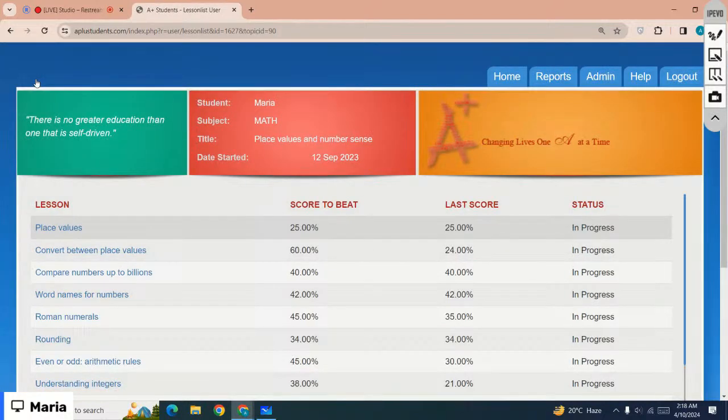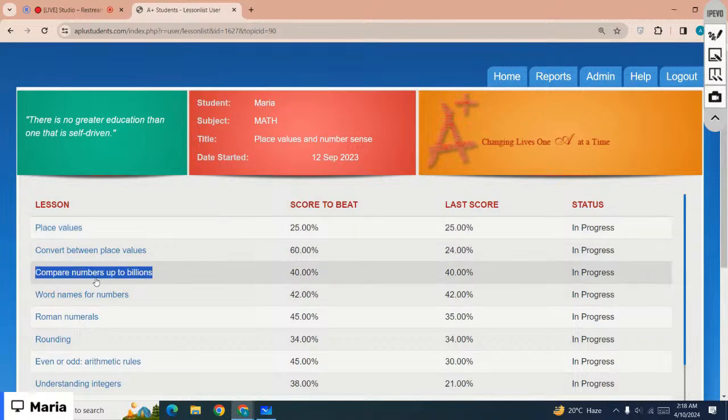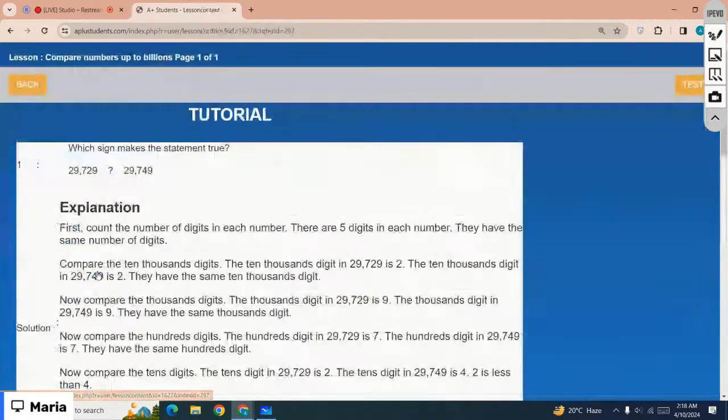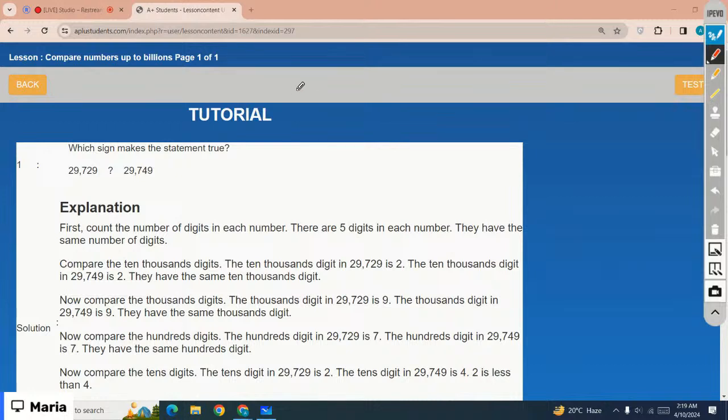The next one is compare numbers up to billion. Okay, which sign makes the statement true? Basically, we are going to learn how we compare the numbers. First thing is you need to see if both the numbers have exactly the same number of digits.